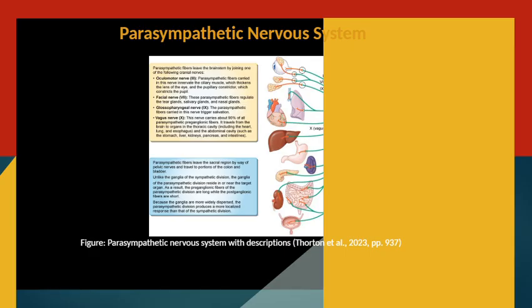Cranial nerve 3, the oculomotor nerve, carries fibers that control the ciliary muscle and the pupillary constrictor. This allows the eye to focus on near objects and constricts the pupils under normal lighting.